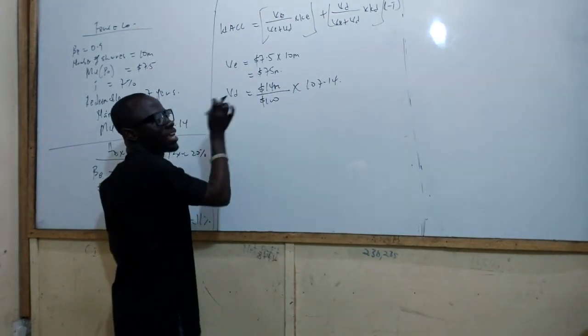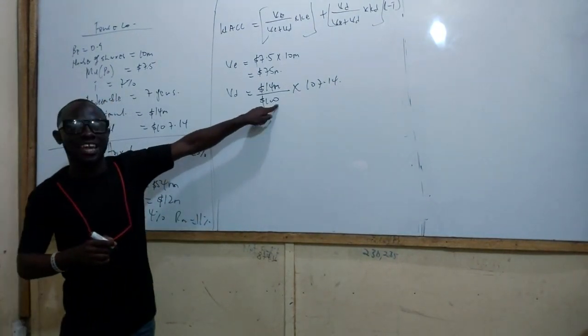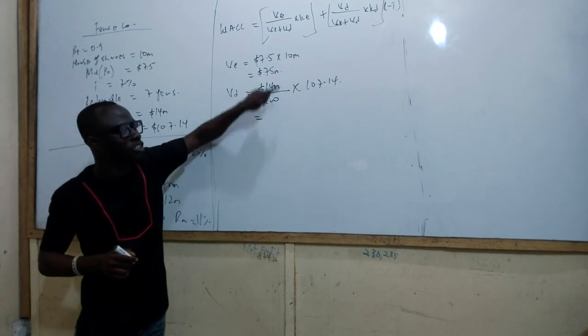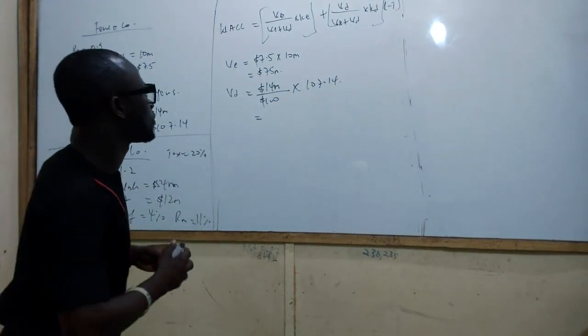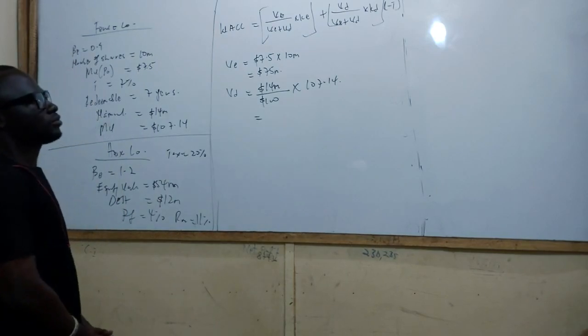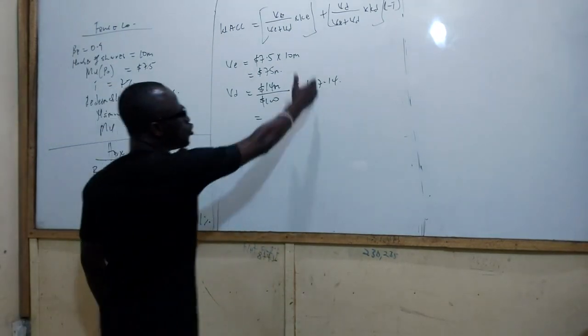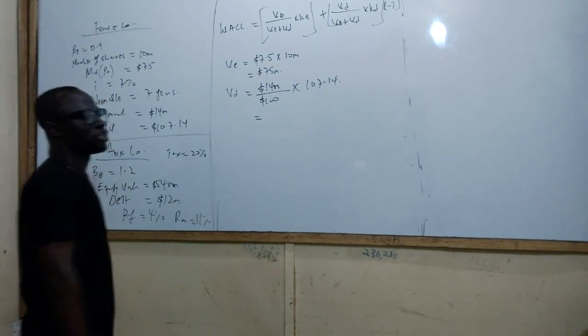Be careful when you are punching this, because this is not 100 million, this is just 100, and this is 14 million. So when you're punching this, you've got to be careful. So what do I have? You could also do 107.14 over 100 times the figure, and it will still give you the same answer.